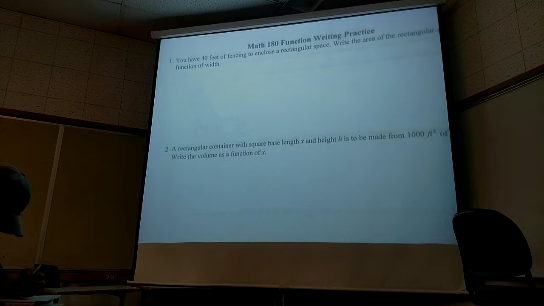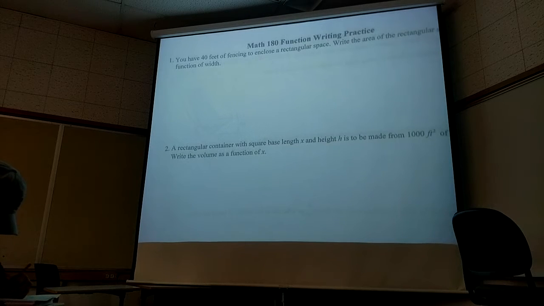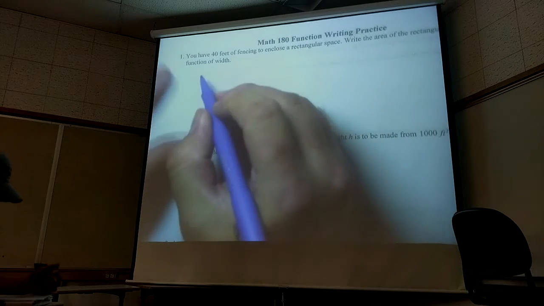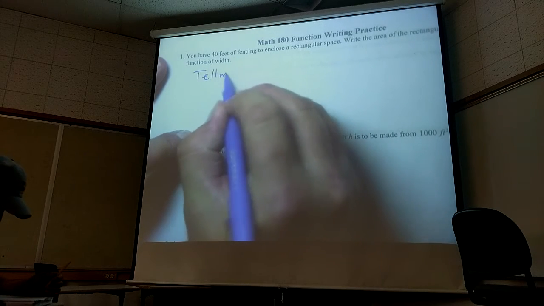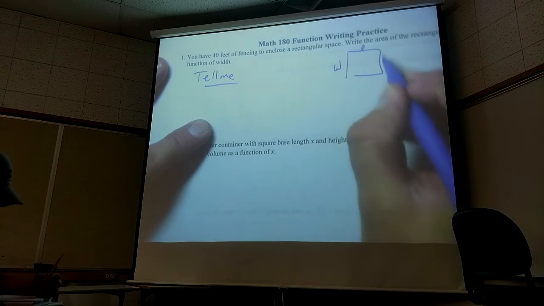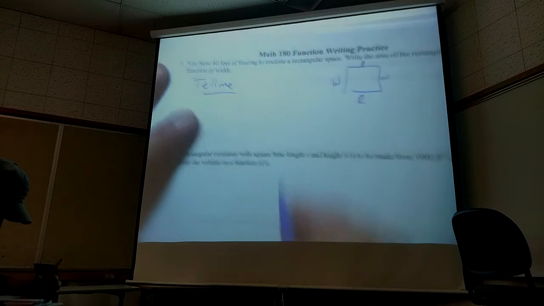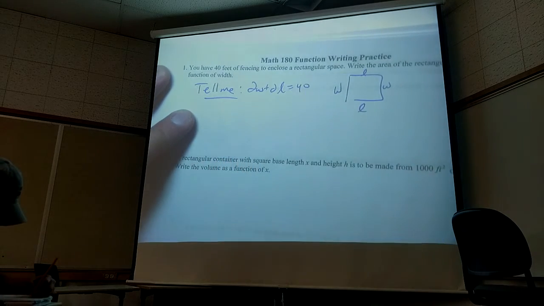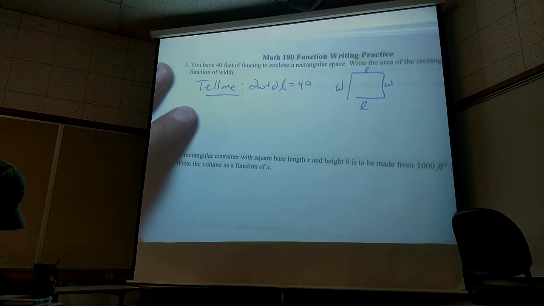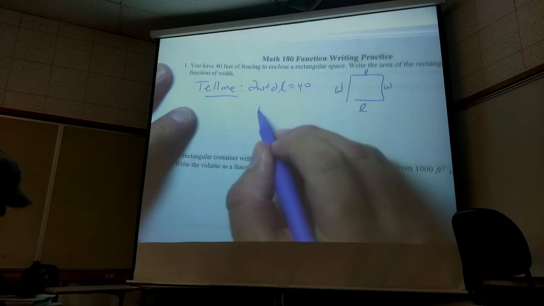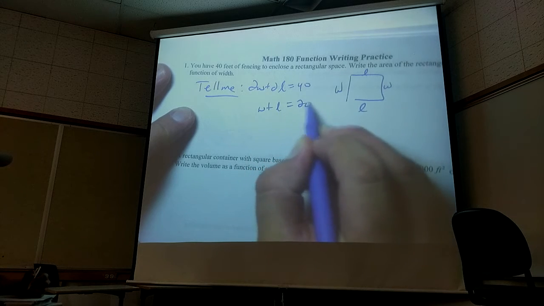Take a look here. So this first one. Yeah, I started it off a little bit. So tell me. 2W plus 2L is 40. What I always do when I have a perimeter is I just go halfway from the beginning. W plus L is halfway, so that would be 20.